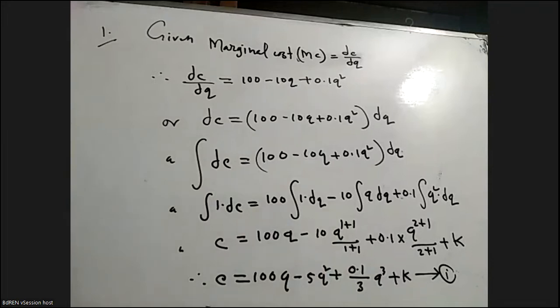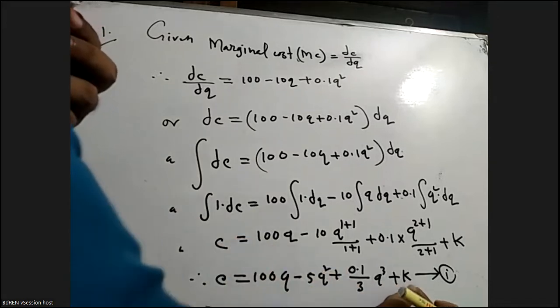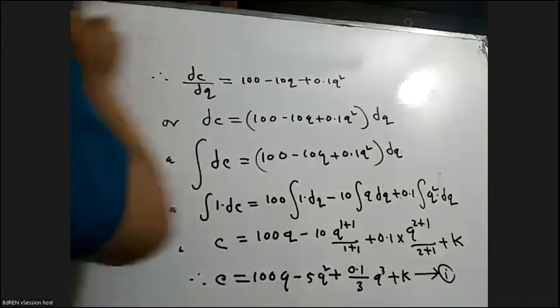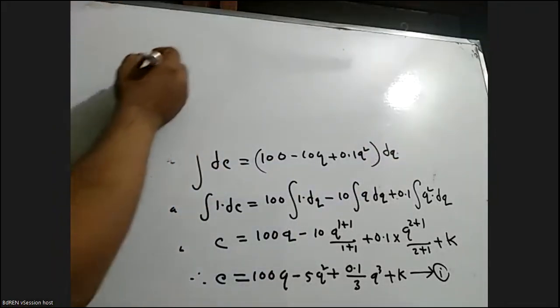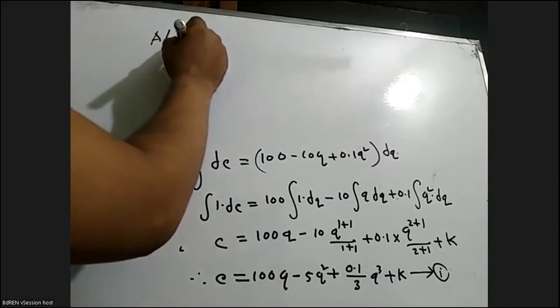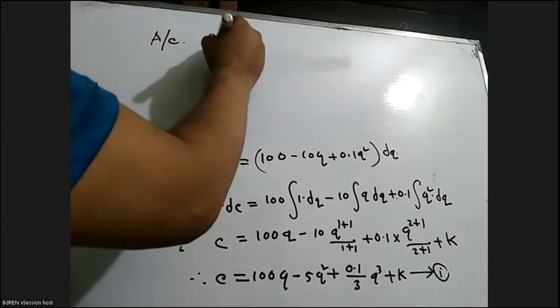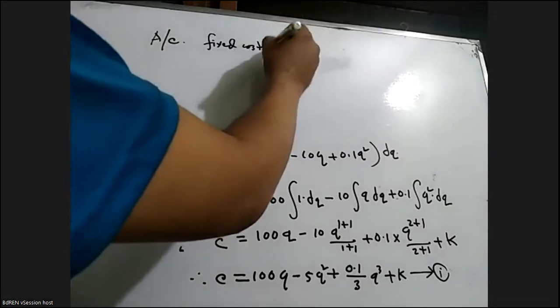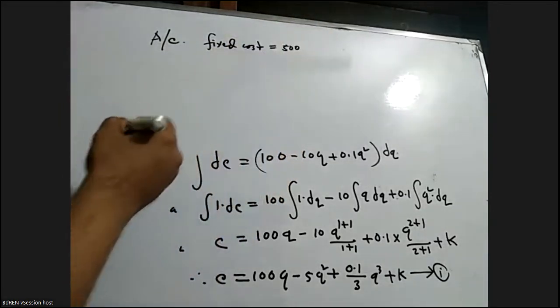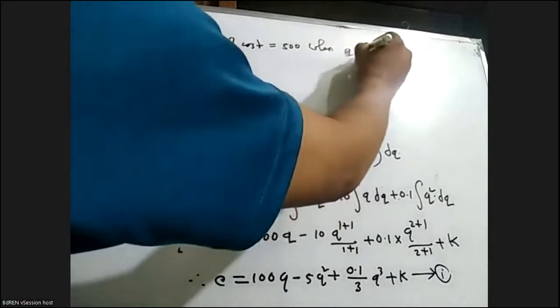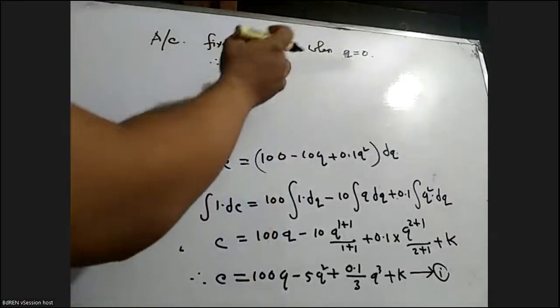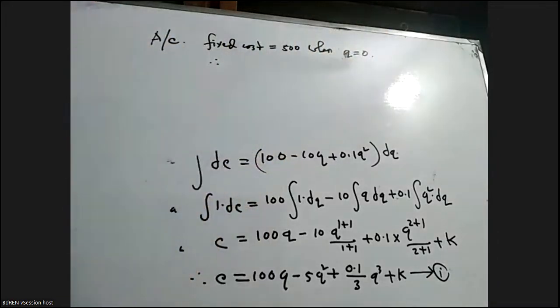In equation 1, Q is the output and fixed cost is given. Total variable cost is this part, and this is the fixed cost. According to the given condition, fixed cost equals what? 500 taka. Therefore, when the number of units Q equals 0, that means fixed cost is 500 but production is 0.